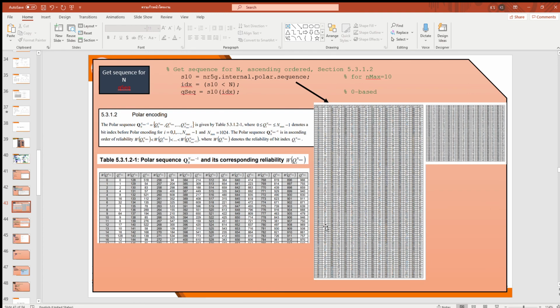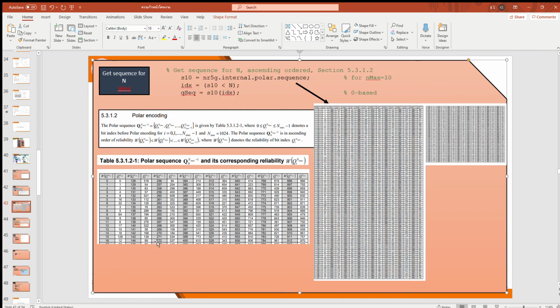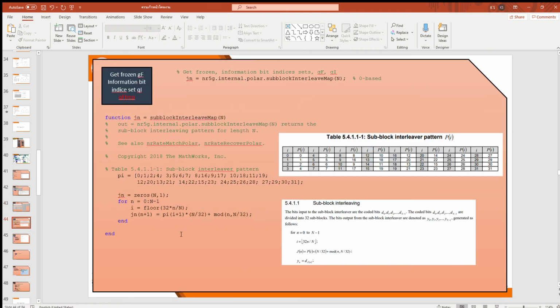Now we can have the polar encoding. At the end, we're going to get the table of the polar coding. And this is very small, sorry for that, but this is the polar coding that we try to do on MATLAB. Now we have some technique to get the frozen bits, information bits and indices set QL. This is the code that we use.